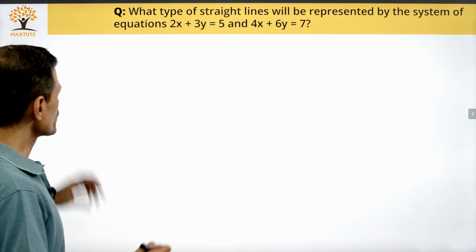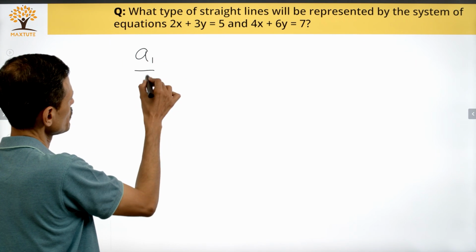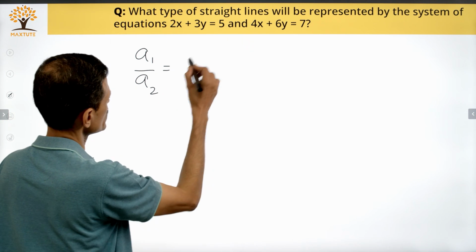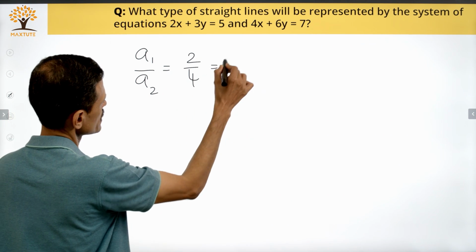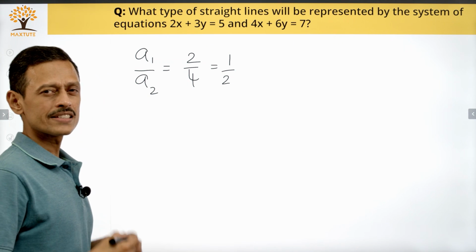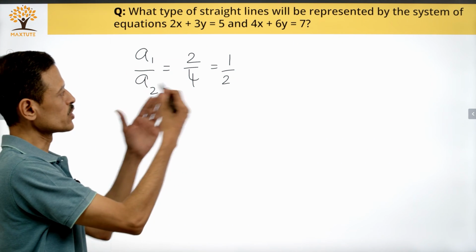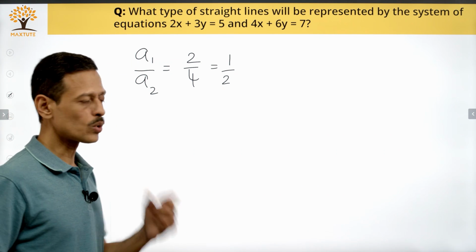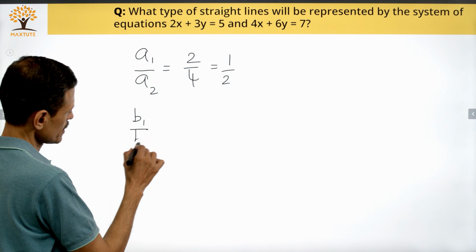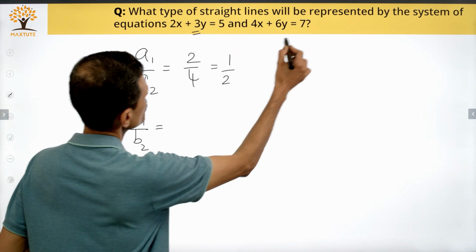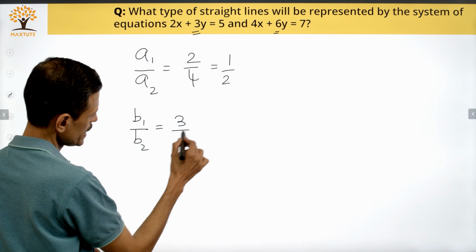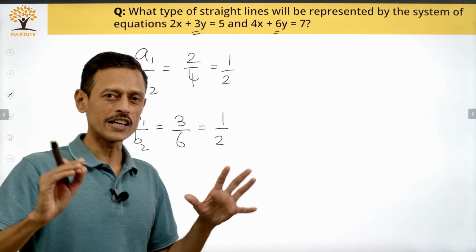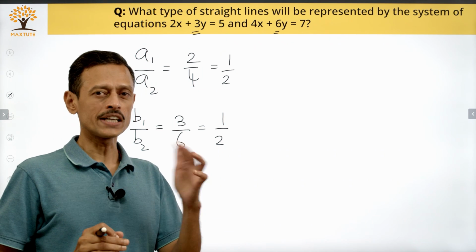Let's get started. Let's compute a1 by a2 to start with. a1 by a2 is equal to 2 divided by 4. a1 is 2, a2 is equal to 4. 2 divided by 4 is equal to 1 by 2. Let's compute b1 by b2. If a1 by a2 is not equal to b1 by b2, we know we are talking about condition 1. Otherwise, we will have to check whether it's condition 2 or 3. b1 by b2 in our case: b1 is 3, b2 is equal to 6. So, this is 3 upon 6, which is equal to 1 by 2. So, we are necessarily not talking about condition 1, where a1 by a2 is not equal to b1 by b2.